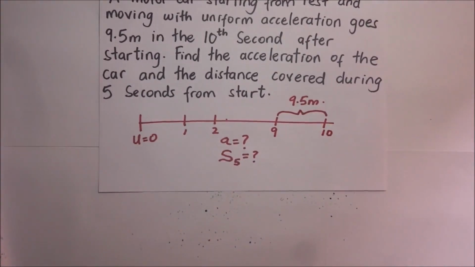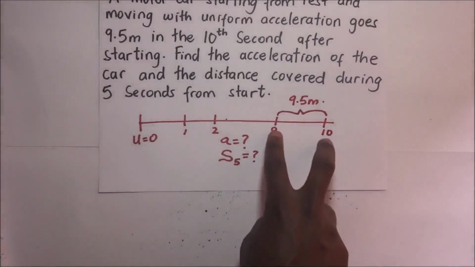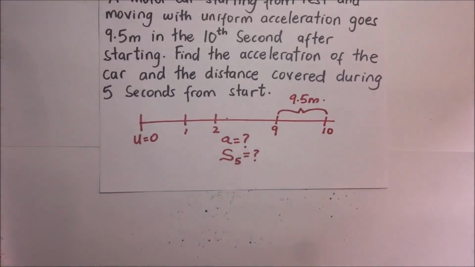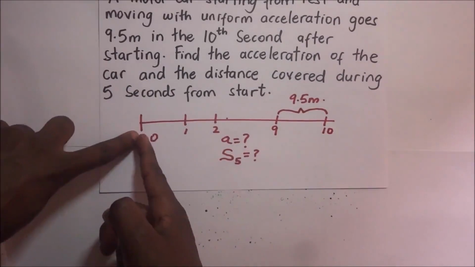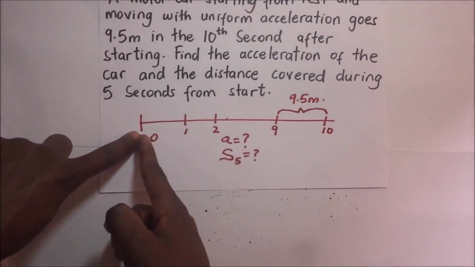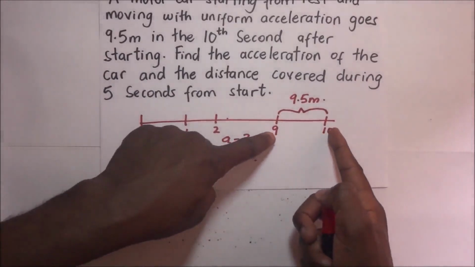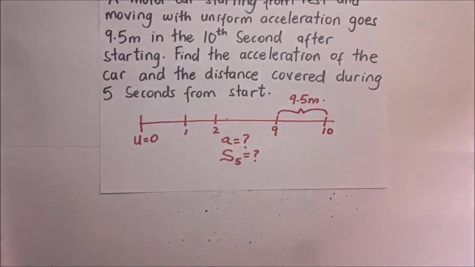Again, here the technique we are going to use is the fact that we know that it is moving 9.5 meters in the 10th second. So it means we are going to get the expression for the distance covered after 10 seconds minus the distance covered after 9 seconds, so that we are able to equate it to 9.5, and within there we are able to get our value of acceleration a.